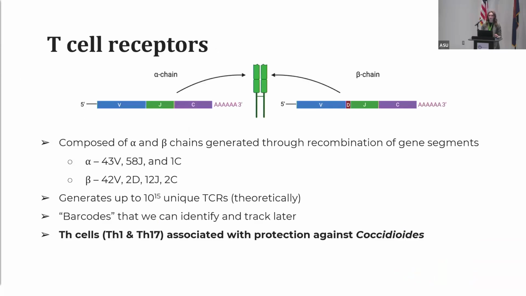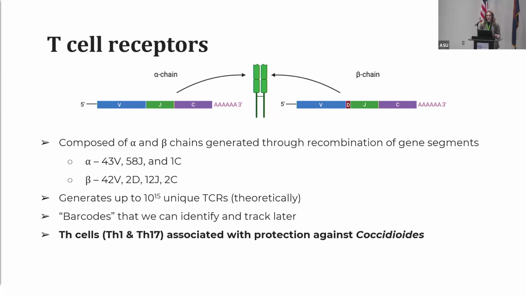So a little bit of T cell receptor background. These are composed of an alpha and a beta chain, which are composed of gene segments V, J, C, and D for the beta chain. And the recombination of all of these gene segments can theoretically generate up to 10 to the 15th unique T cell receptors. I looked it up, and that's a quadrillion different potential T cell receptors. And these basically act as barcodes that we can identify and track later.